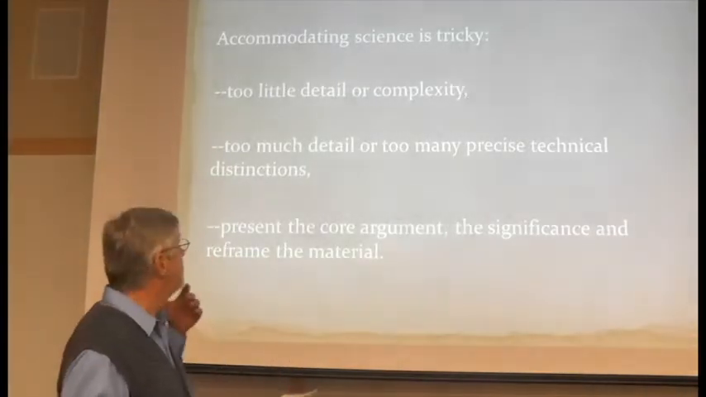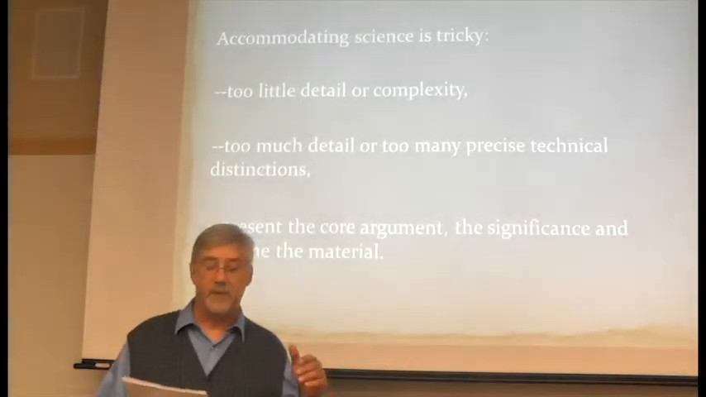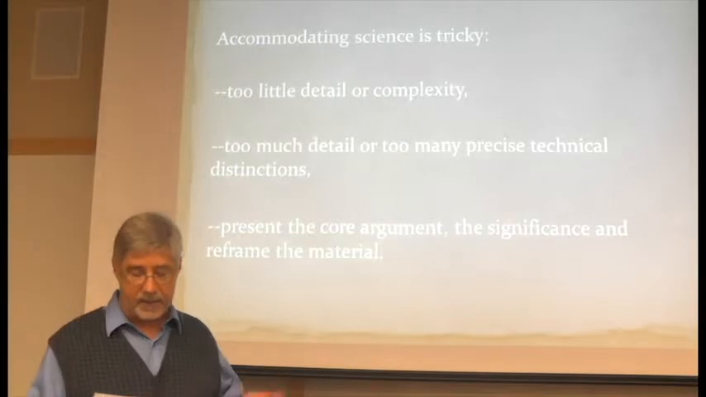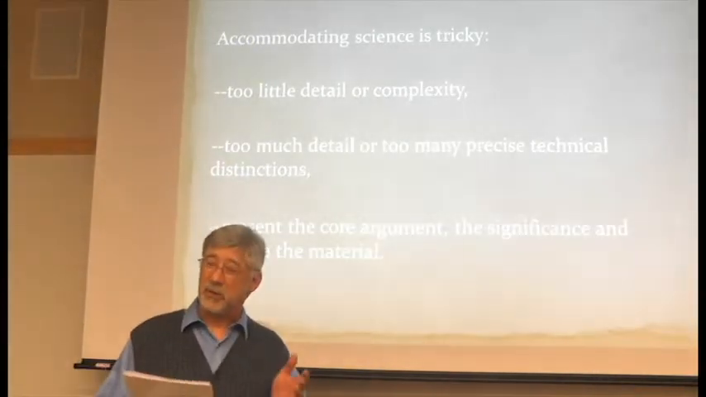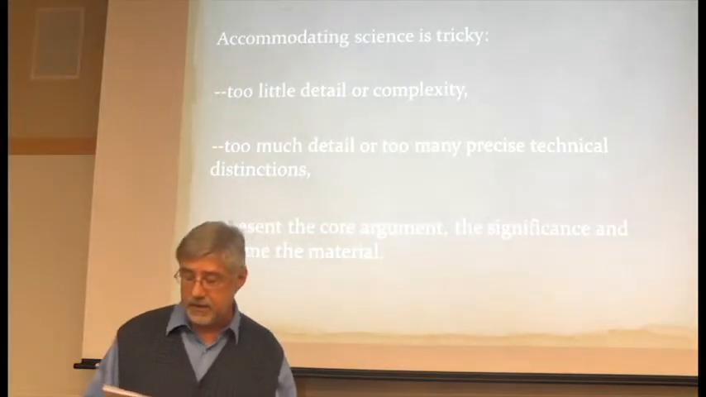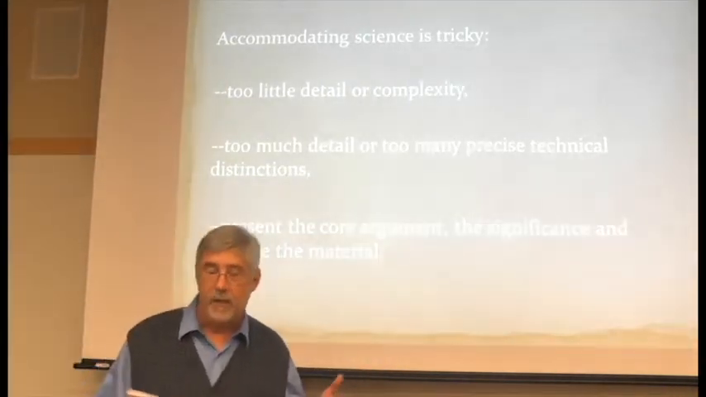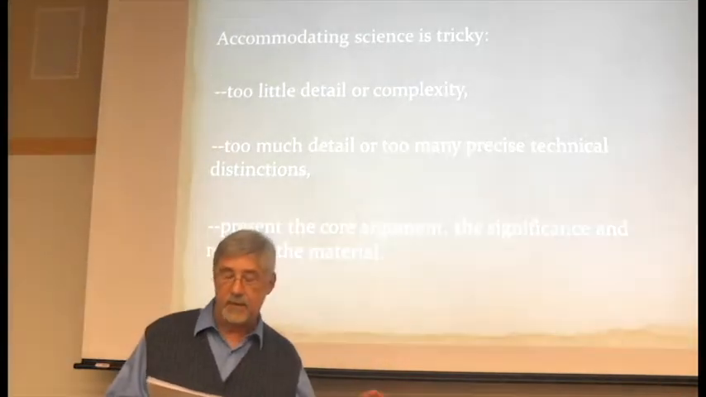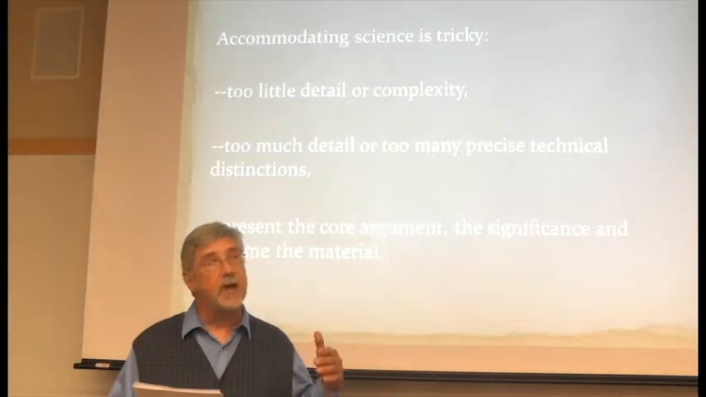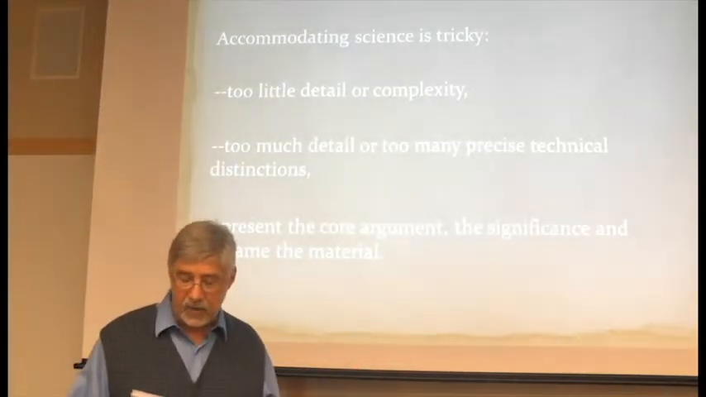If you leave out too much detail and complexity, you're essentially misleading or misinforming your reader. You're being, if not dishonest, at least deceptive. But if you include too much detail, too many precise technical distinctions, you're going to lose your reader's attention. The challenge for those of us doing this is that if you want to present scientific knowledge to non-specialist readers, which is the task of this first module, you have to do two things.